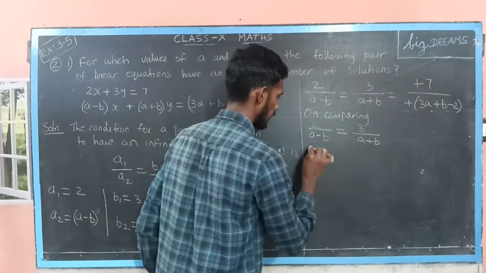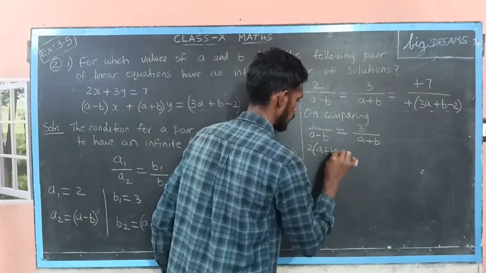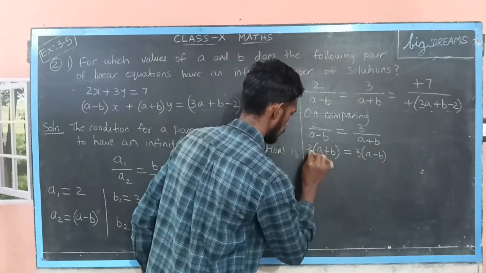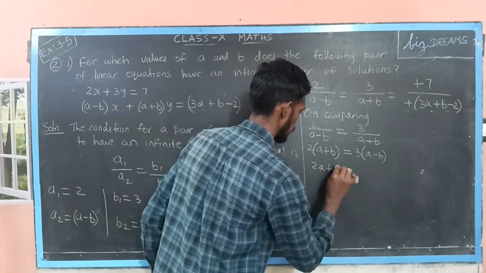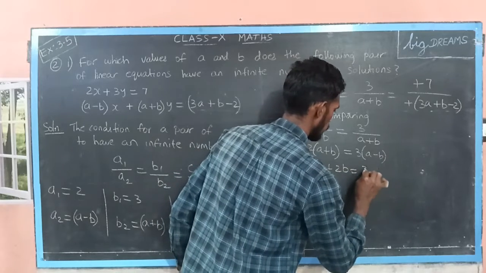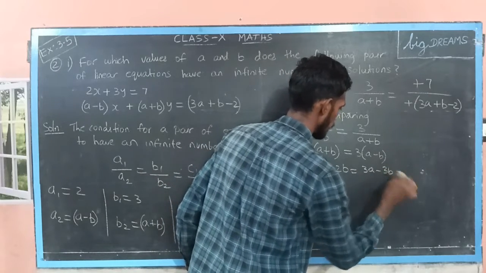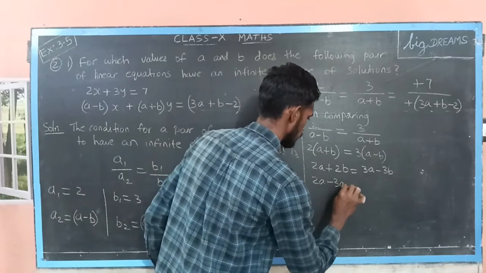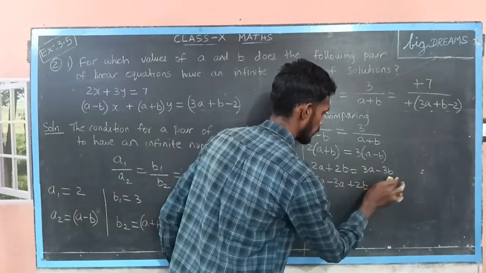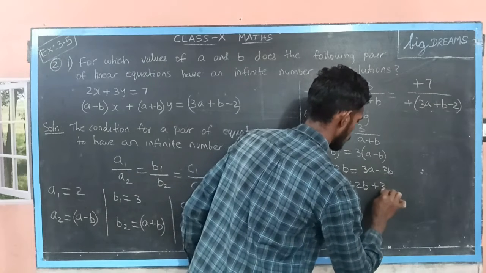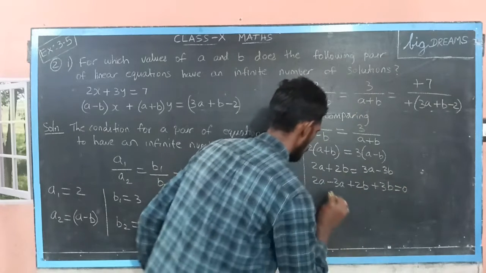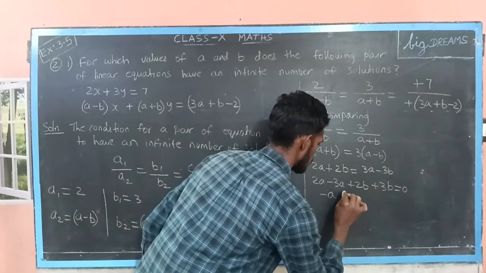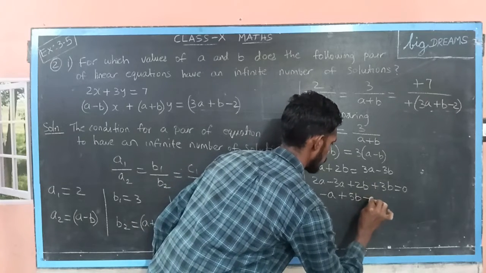So just cross multiply: 2 into (a plus b) is equal to 3 into (a minus b). Multiplying 2 inside the bracket, it becomes 2a plus 2b is equal to 3a minus 3b. Bringing this 3a to LHS, it is 2a minus 3a plus 2b, then bringing this minus 3b to LHS, plus 3b is equal to 0. So 2a minus 3a is minus a, plus 2b plus 3b is plus 5b is equal to 0.